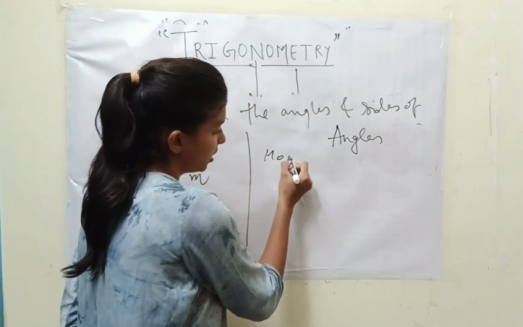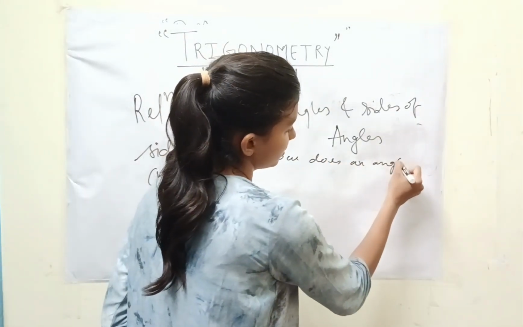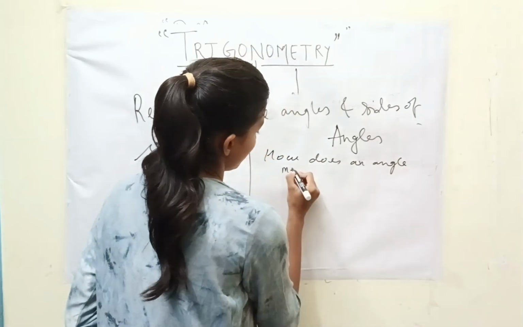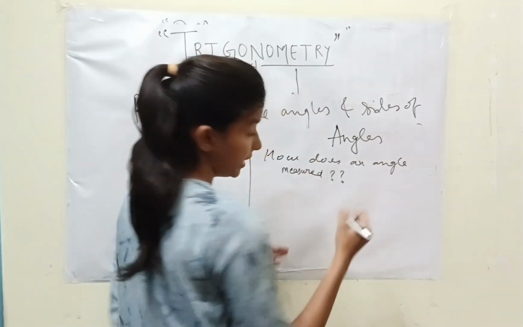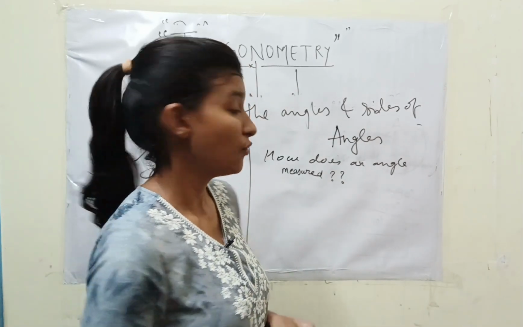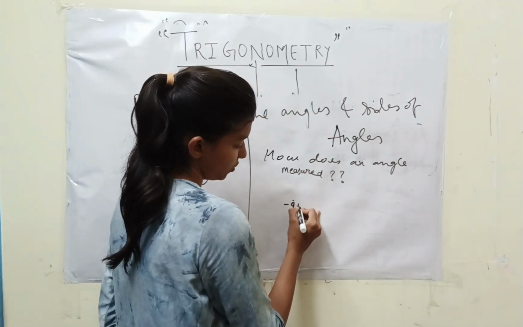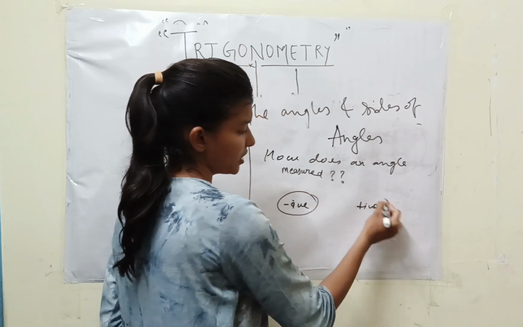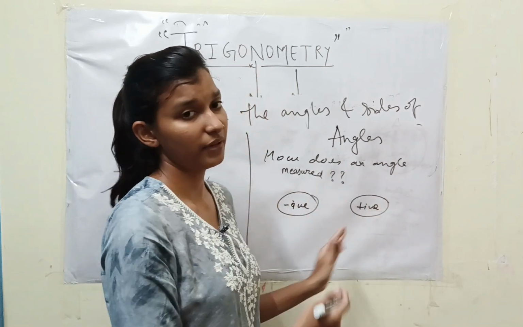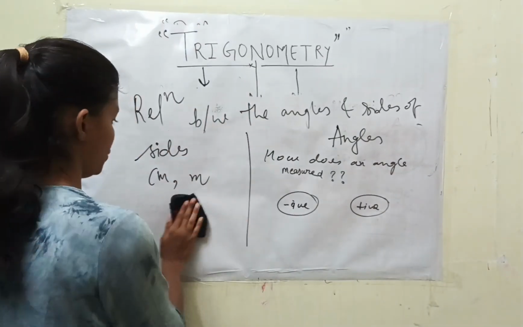How does an angle get measured? In this study, sometimes we find that angles will be negative and also positive. How do we differentiate between negative and positive signs? So here is the explanation.